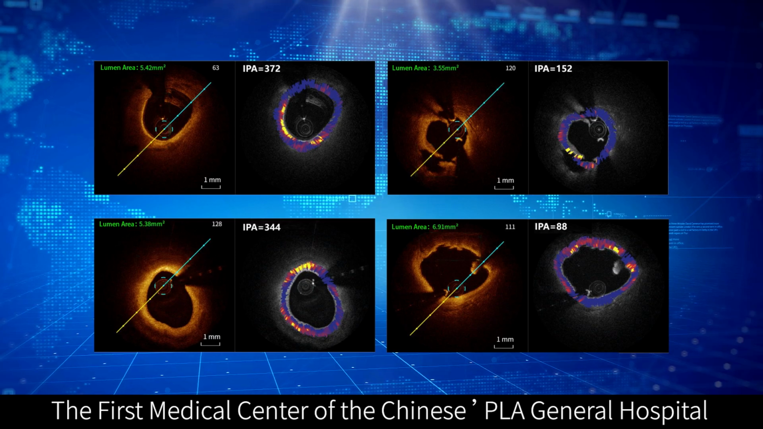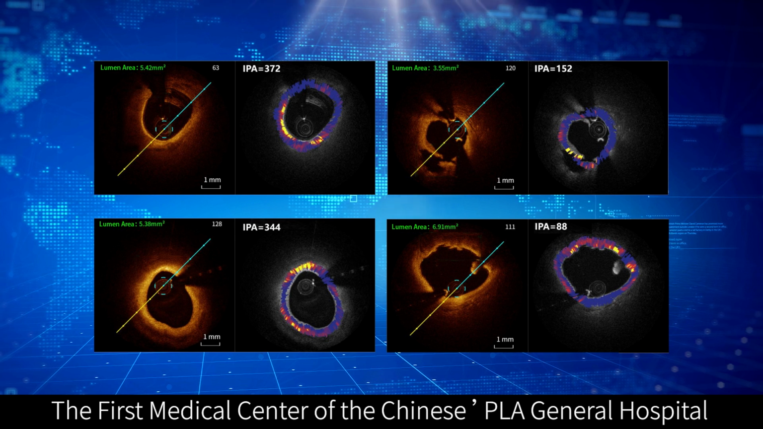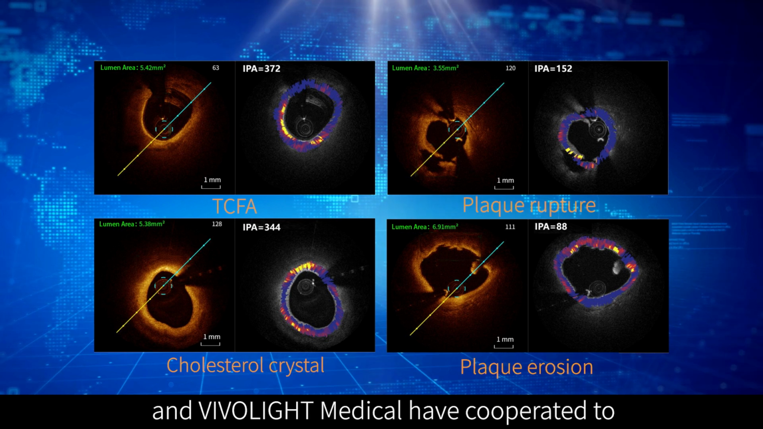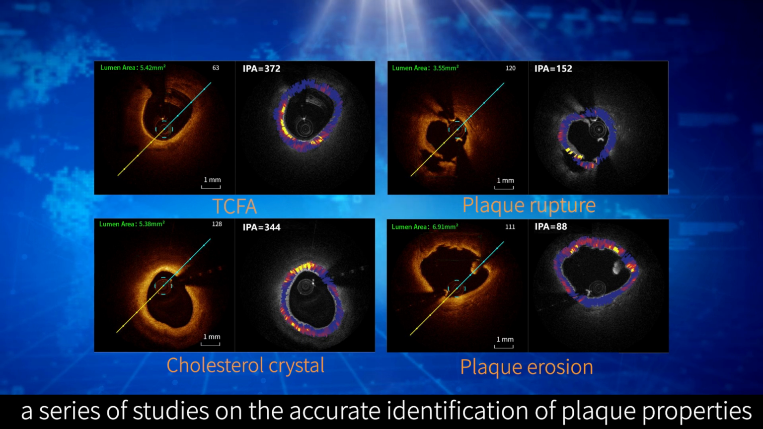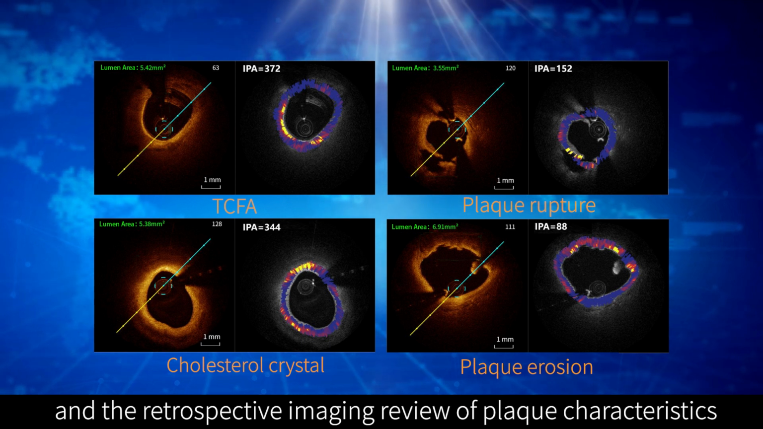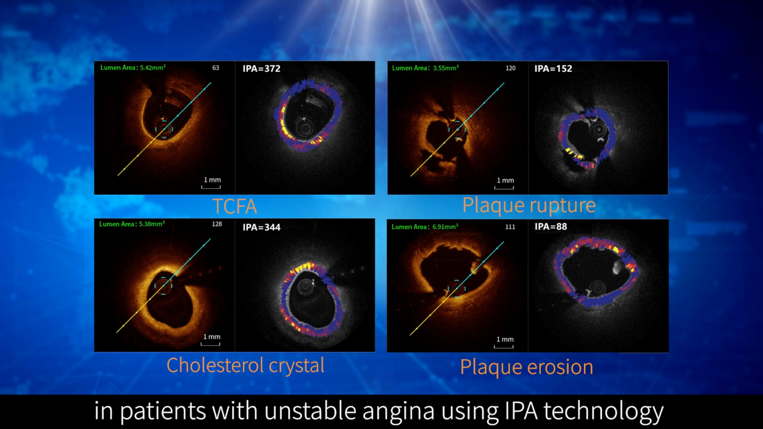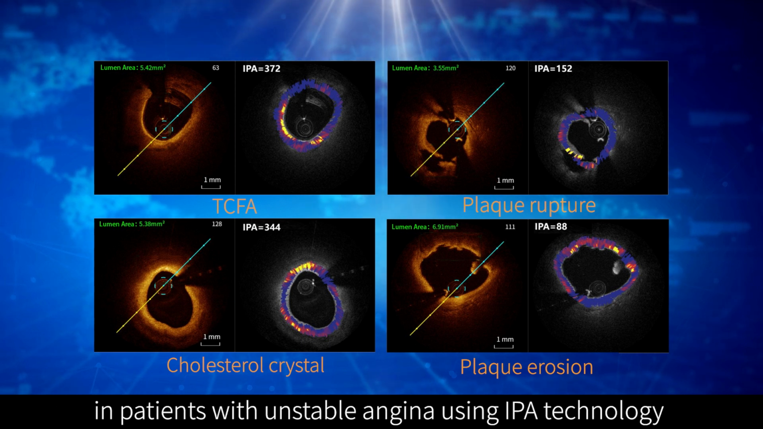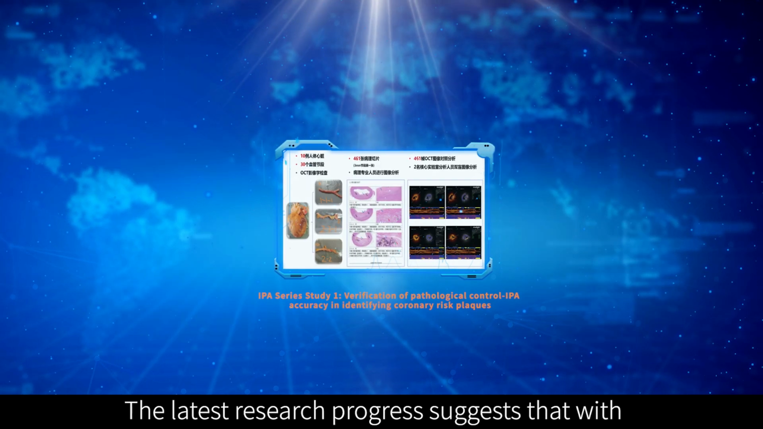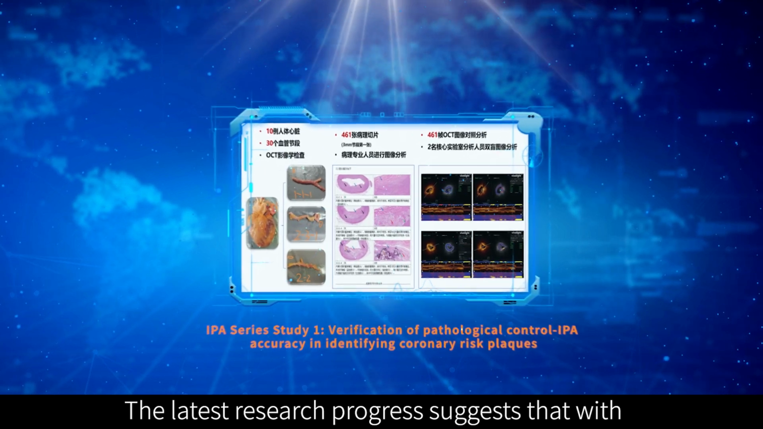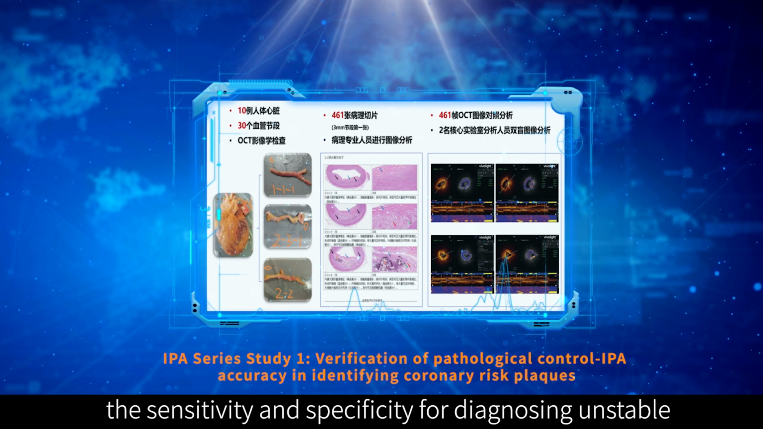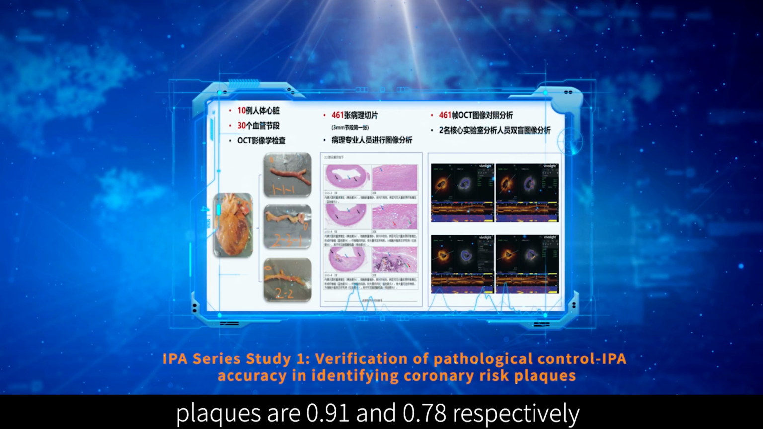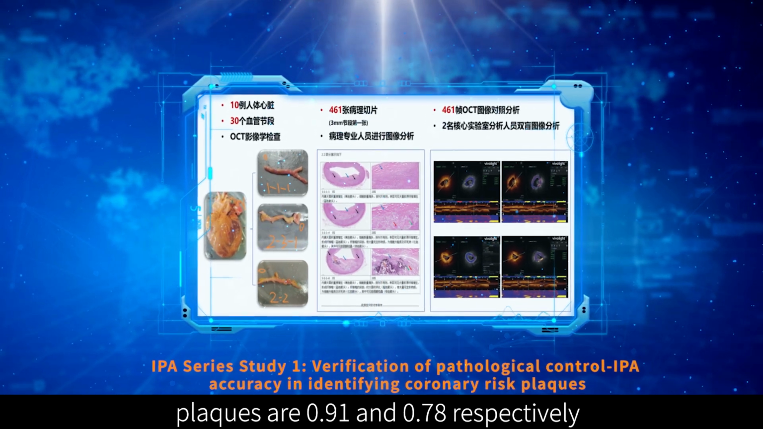The First Medical Center of the Chinese PLA General Hospital and Vivolight Medical have cooperated to complete a series of studies on the accurate identification of plaque properties and the retrospective imaging review of plaque characteristics in patients with unstable angina using IPA technology. The latest research progress suggests that with an IPA threshold of 110, the sensitivity and specificity for diagnosing unstable plaques are 0.91 and 0.78, respectively.